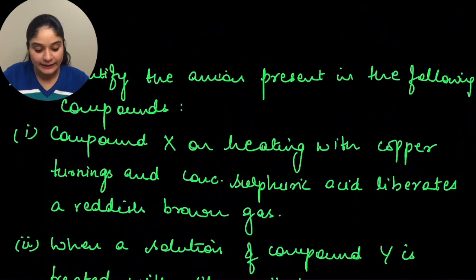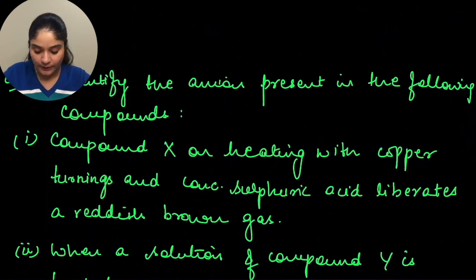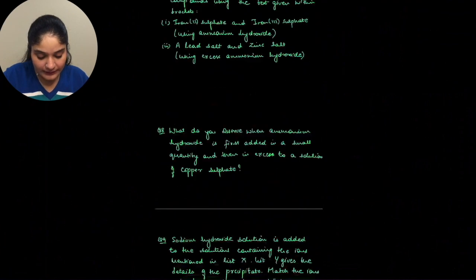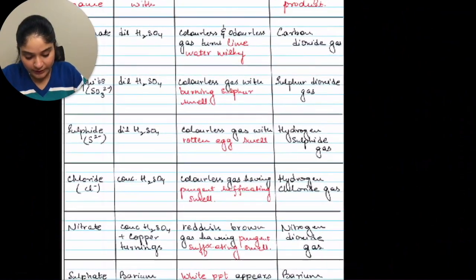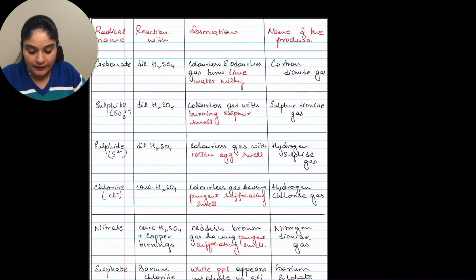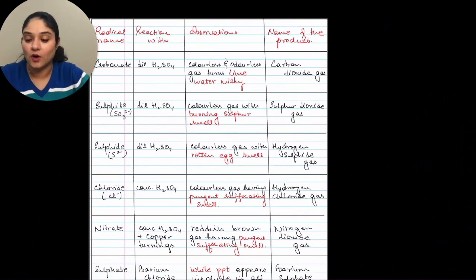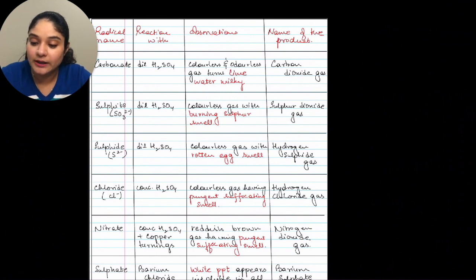Now next is identify the anion present in the following compounds. Compound X on heating with copper turnings. Okay, so for these anions, I do have the second chart, which is right here. Okay, so this is for anions. Now I'll read the question from the page that I have here. The question says compound X on heating with copper turnings and concentrated sulfuric acid liberates a reddish brown gas.